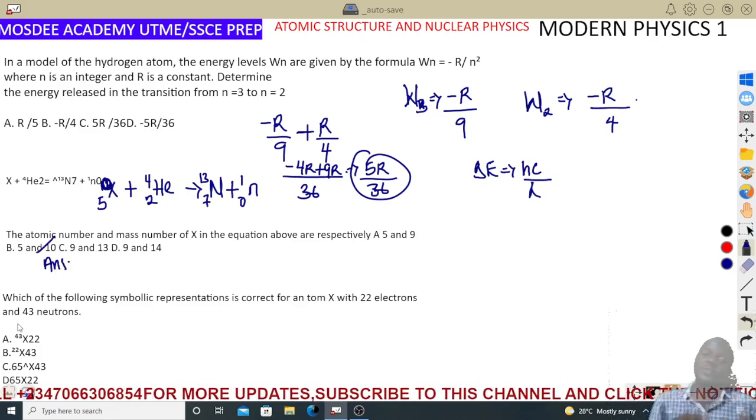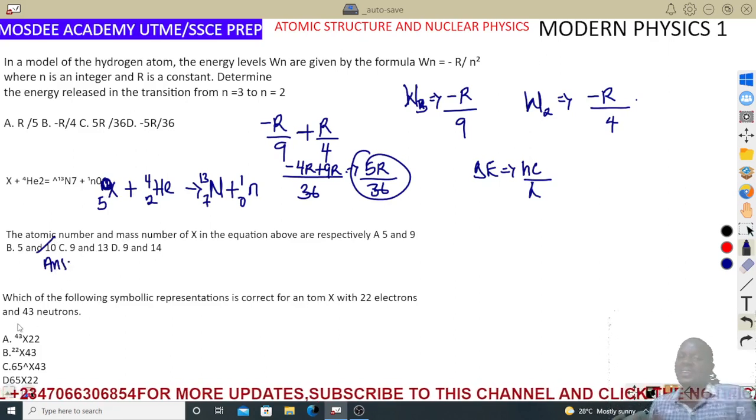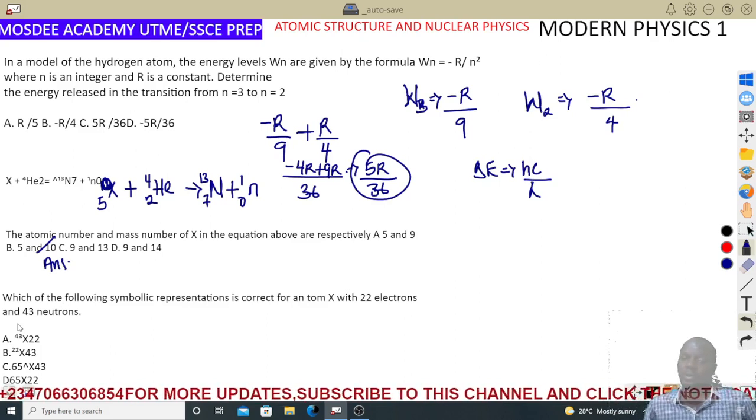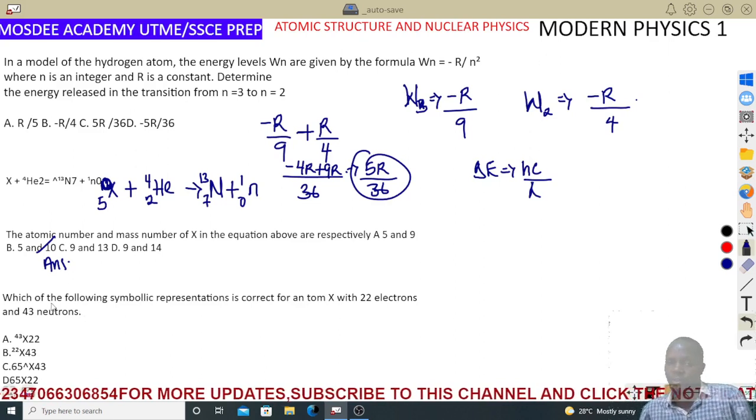Because of time, I just have to, because I still want to teach you how to calculate binding energy, especially for WAEC students. It's a simple form. I think maybe I should quickly talk about it, or what do you think? Then I leave this one for you guys to solve.